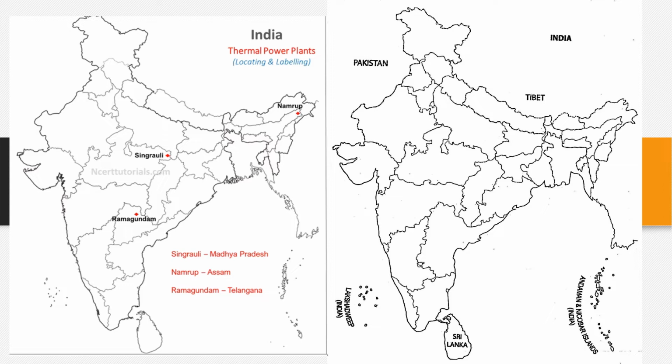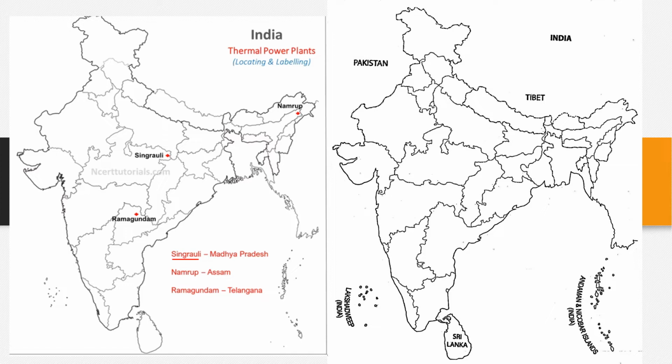Clear. So in our book itself, they are given some important power plants. So that is what we are going to mark. Yes. So we'll see with the first three. One is in Madhya Pradesh. Singrauli is one of the important thermal power plants. This Singrauli comes in the border of Madhya Pradesh. Clear.